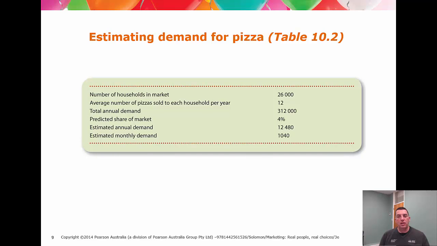And here we have table 10.2 from the textbook, which uses that previous slide to discuss how we might come up with an estimated demand for pizza in a market of 26,000 households. So we can see our brand here has a very small market share, but it gives you a very conservative outlook for estimating demand. Again, all you're trying to do here is estimate demand. It is very, very hard to predict unless you have lots and lots of information about the market itself.